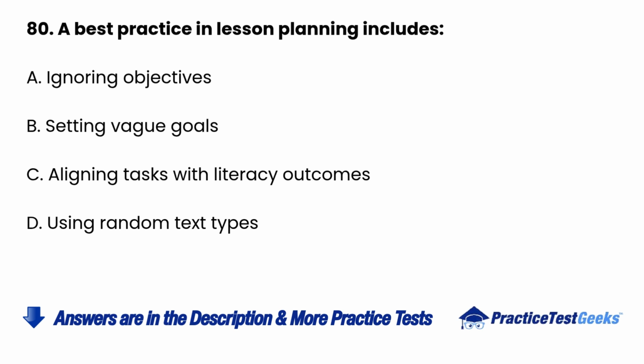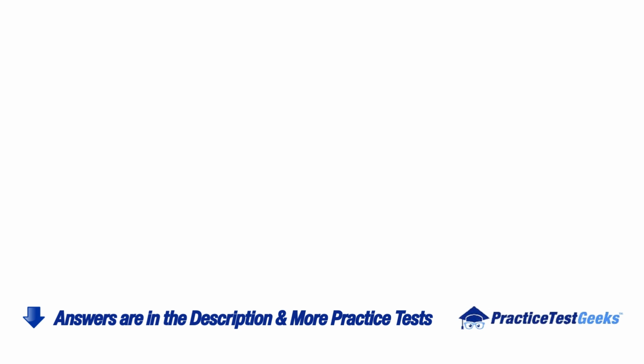80. A best practice in lesson planning includes A. Ignoring objectives. B. Setting vague goals. C. Aligning tasks with literacy outcomes. D. Using random text types.